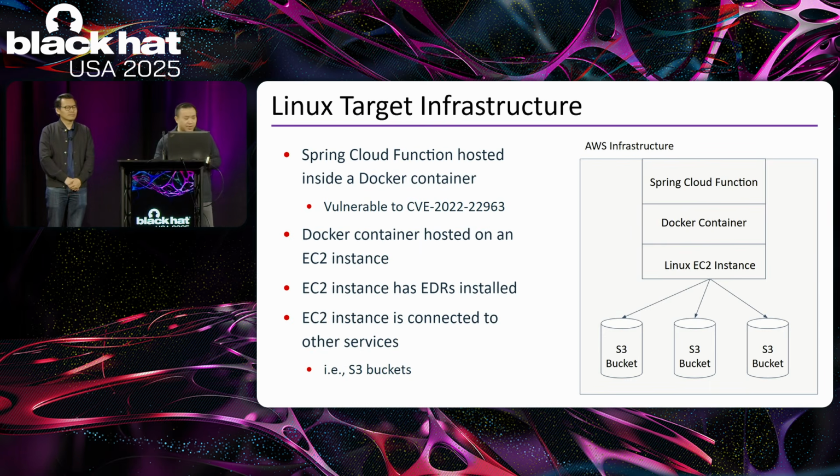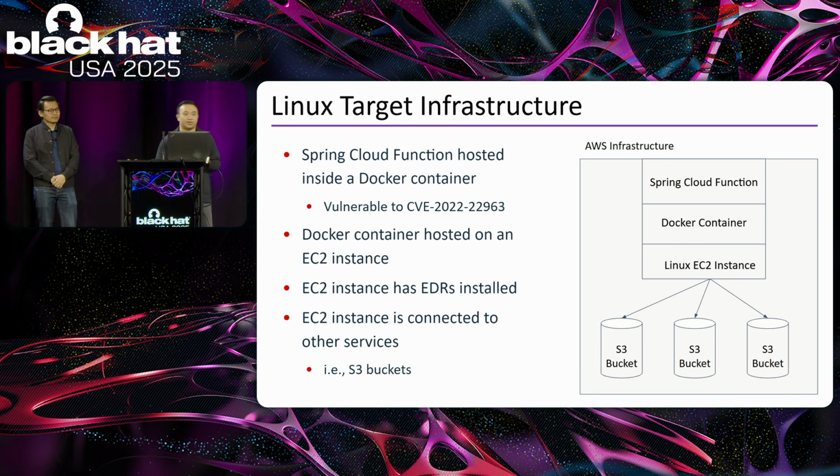So in this first scenario, I simulated a campaign where an attacker finds a vulnerable web service via reconnaissance, which is Spring Cloud Functions with CVE-2022-22963 in this case. And this web app runs inside a Docker container on a Linux server.